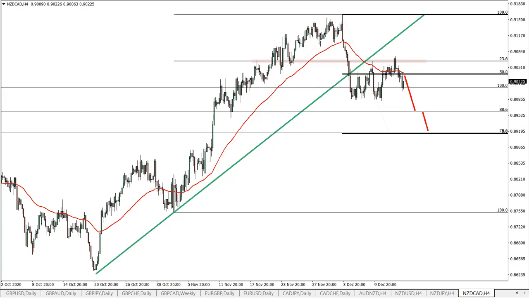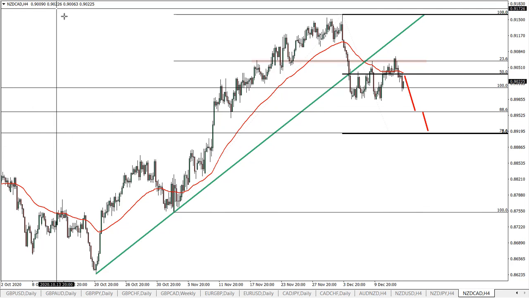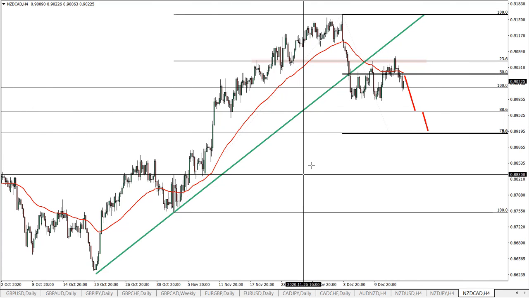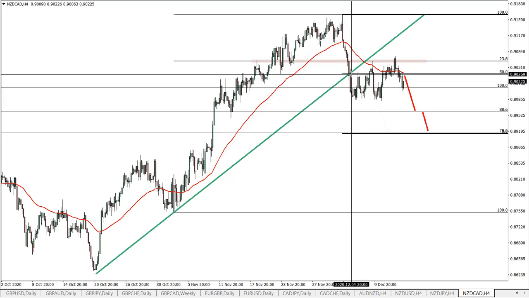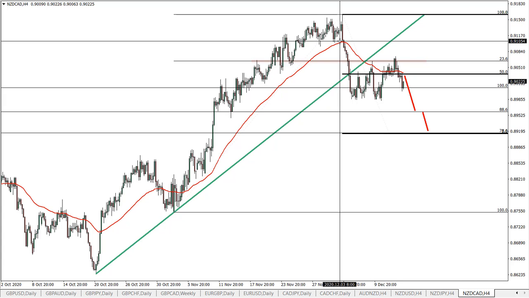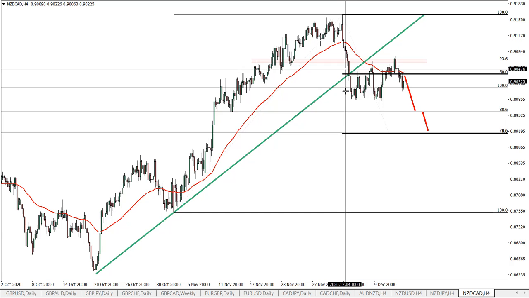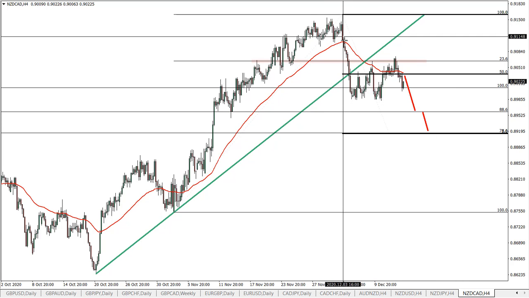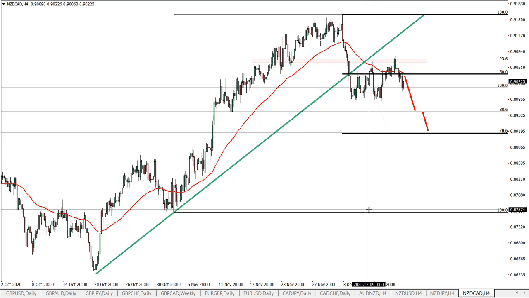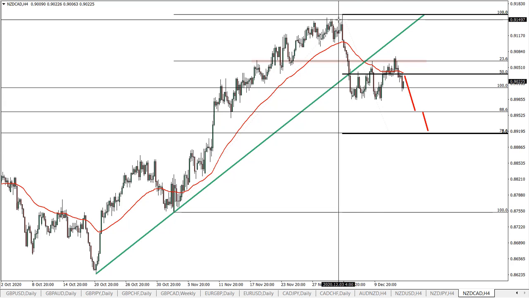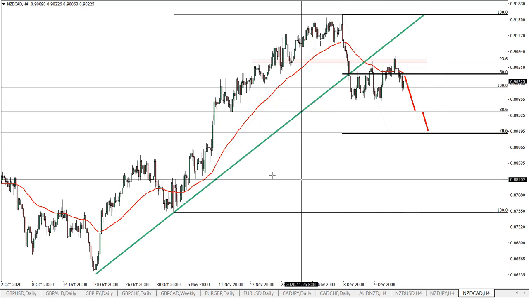Let's get started with the New Zealand Canadian dollar price action on the 4-hour time frame, which you can see right there at the top. The first important thing here is the break below the uptrend trend line and break below the 50 exponential moving average. So this is the first sign of the potential bearish scenario. So we can expect the continuation of the downtrend.